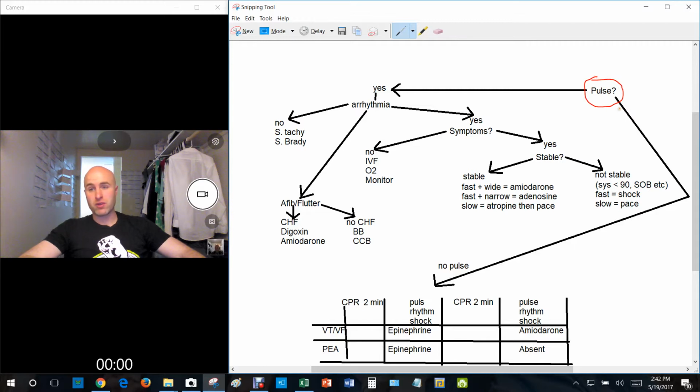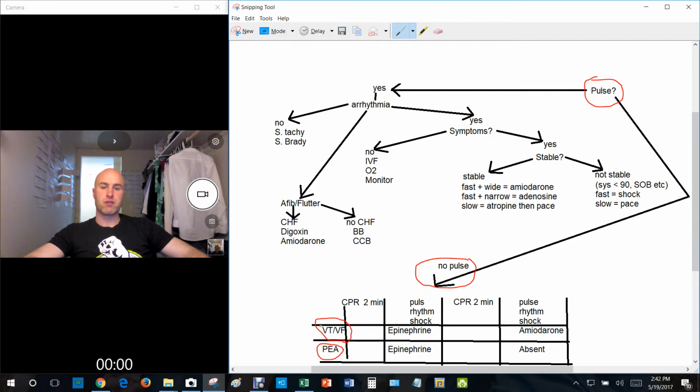If they don't have a pulse, then you need to go down here to CPR. And with CPR, essentially, you need to assess whether or not they have ventricular tachycardia or ventricular fibrillation as opposed to pulseless electrical activity. Both of those cases will receive 2 minutes of CPR followed by a pulse check, rhythm check, and then a shock, and also giving epinephrine, and then another 2 minutes of CPR.